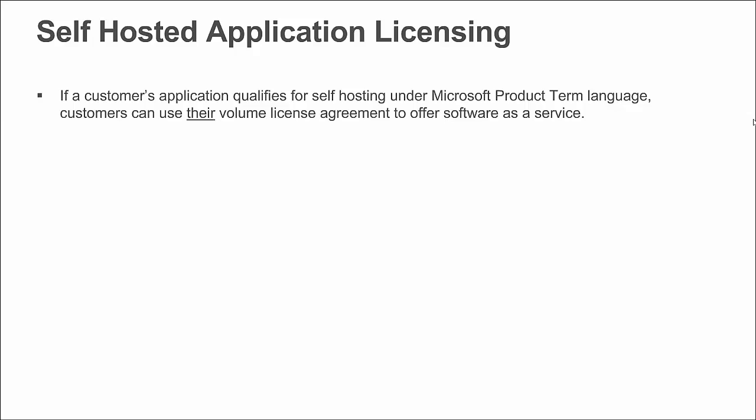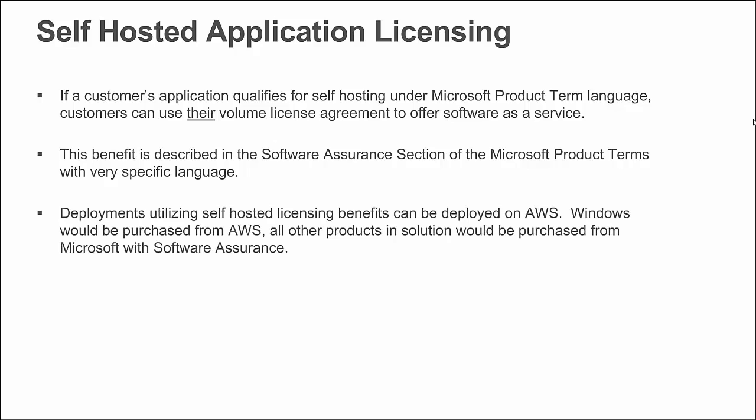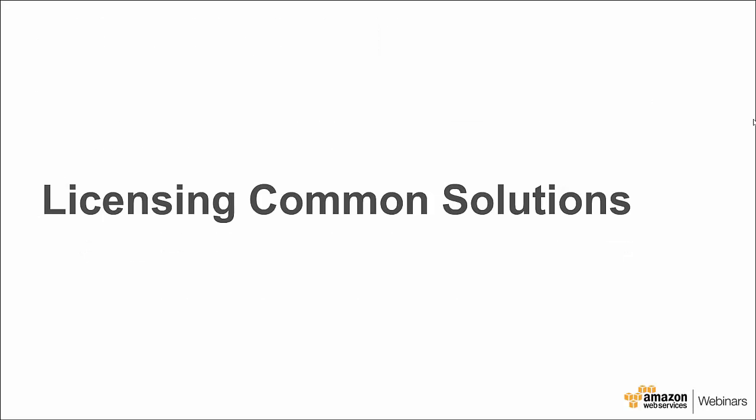So the qualification for self-hosting allows you to use your volume license agreement to offer a software as a service based solution to your customers. If you look in the product use terms under software assurance, there's some pretty specific language that lays this out. The deployments for AWS allow you to potentially deploy Windows that you could purchase through a license included instance on AWS, and other products could be purchased through Microsoft with software assurance and then brought into AWS. So you can mix and match a little bit here. The license mobility allows you to make that scenario possible.